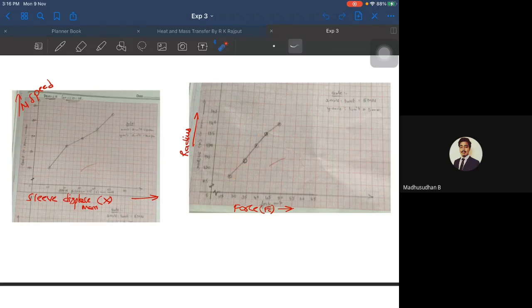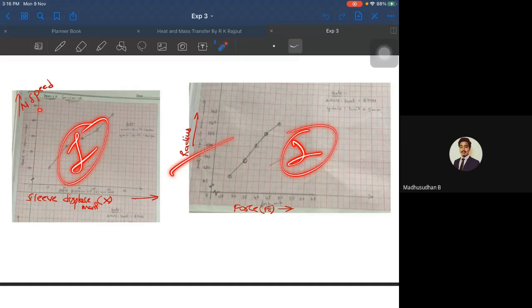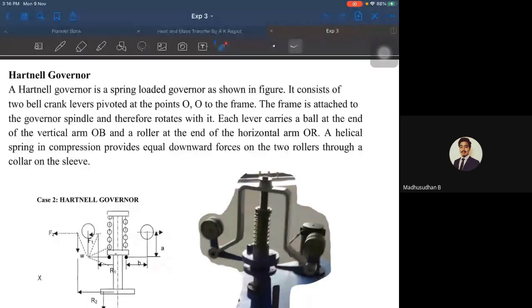So number 1 is speed versus displacement. Number 2 is radius versus force. And that ends your experiment. It is as simple as that. Any doubts in this experiment? Any doubts?